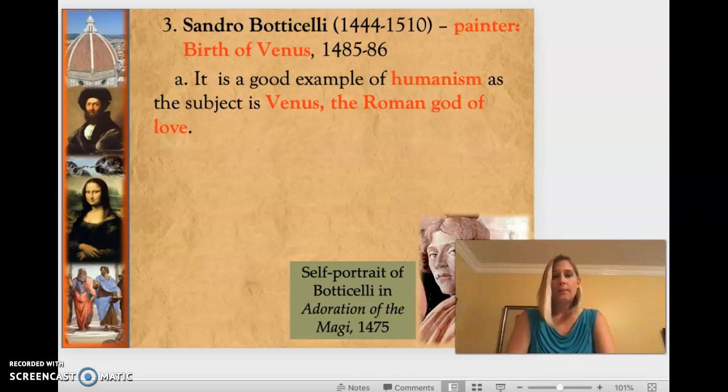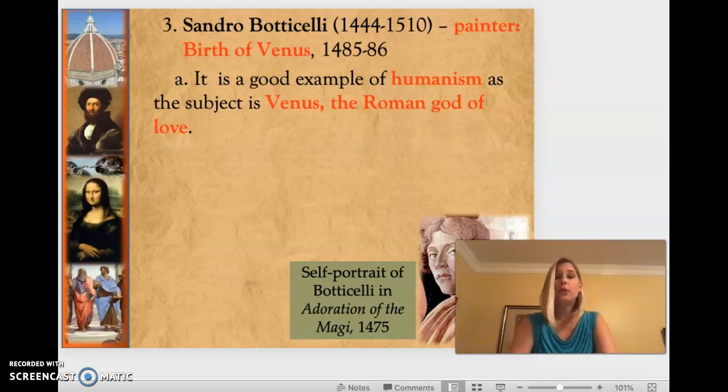In fact, this isn't on the PowerPoint, but I thought it was an interesting point to bring up that he was greatly influenced by Savonarola. Y'all remember the priest we talked about last week. He was so influenced by Savonarola to the point where, remember when Savonarola had everybody burn their worldly items in the bonfire of the vanities? Well, Botticelli will take some of his own paintings, the ones that were non-religious, and had them destroyed because of the influence that Savonarola had on him.